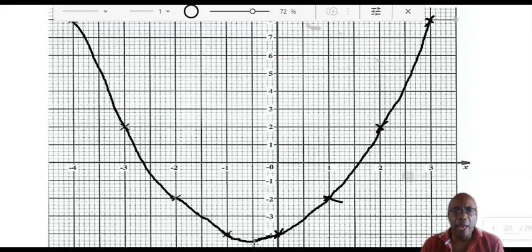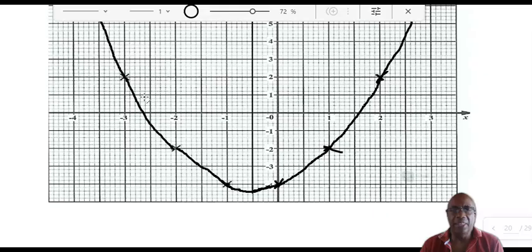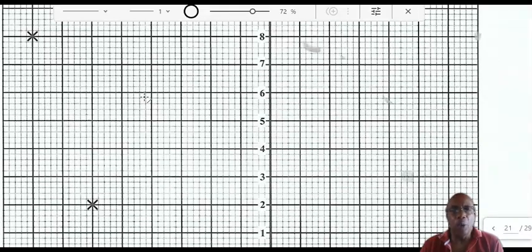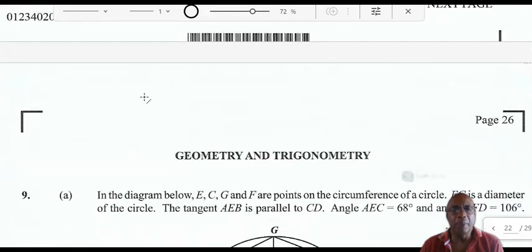So I have my ruler now. I can now draw a straight line through the minimum value, dividing the graph into 2 equal parts. And this is my axis of symmetry. So I think that is the last question for this part. Next time, we will move on to number 9, the geometry and trigonometry question.